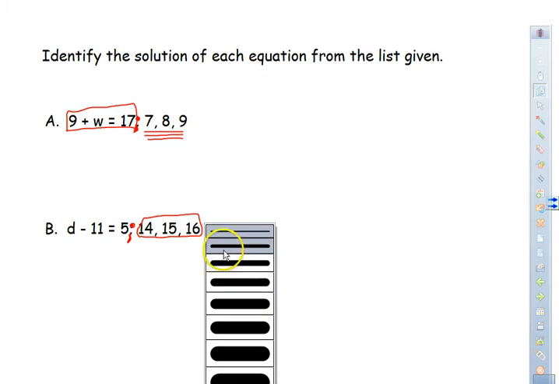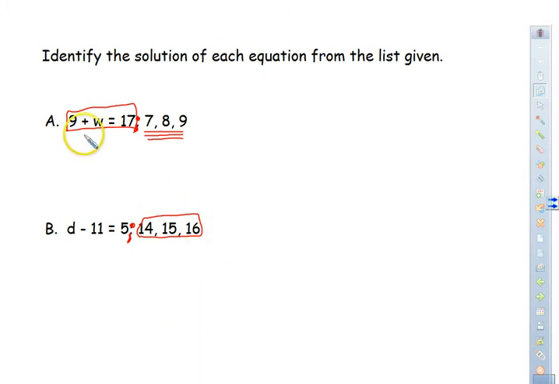Alright, so now we have to ask ourselves the question working from left to right, and we can say, well, 9 plus what equals 17? One way of doing that is simply taking one of these numbers and plugging them in. 9 plus 7 is 16. 9 plus 8 does equal 17. So W equals 8.